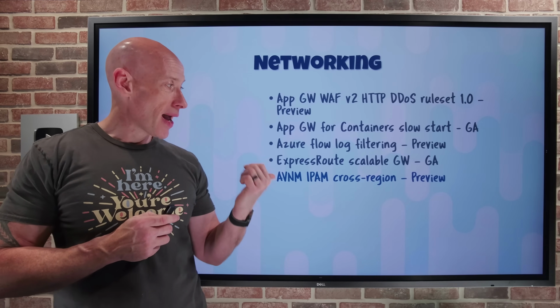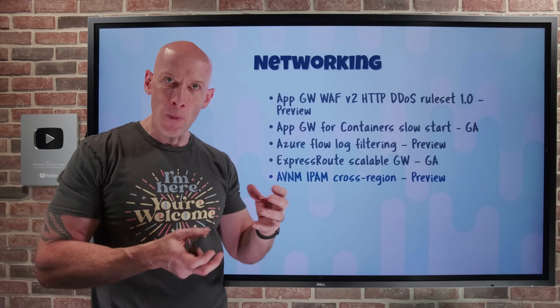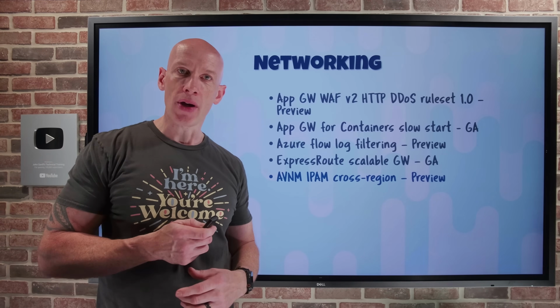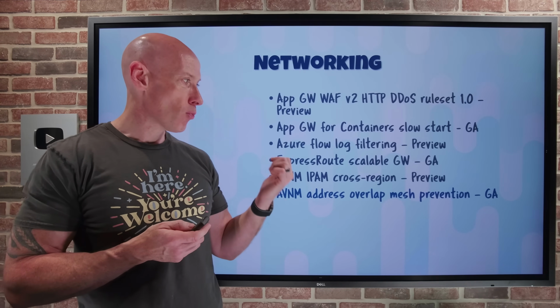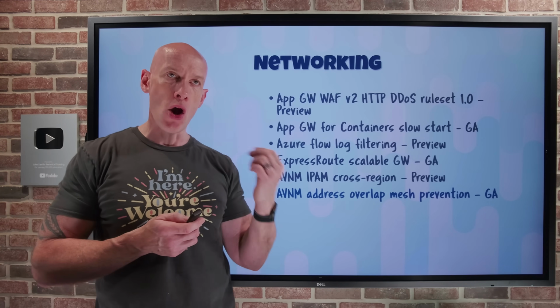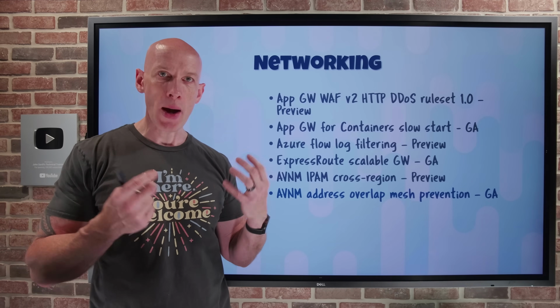Azure Virtual Network Manager now has cross-region IP address management. So I have an IP address pool. I can allocate it to a virtual network in a different region. Also now it will detect IP address overlap when I try and add a virtual network into a mesh.